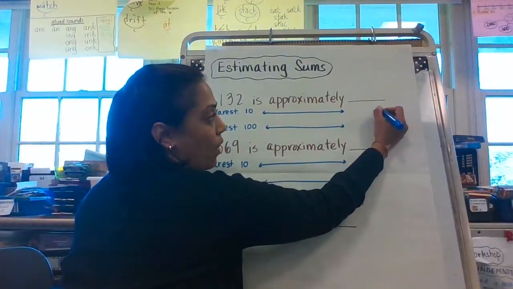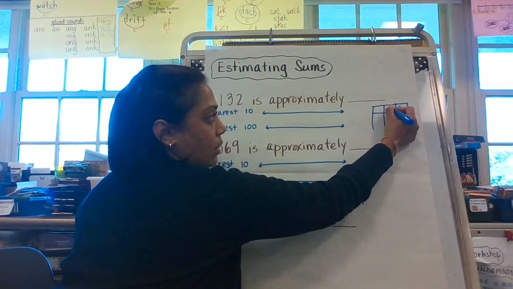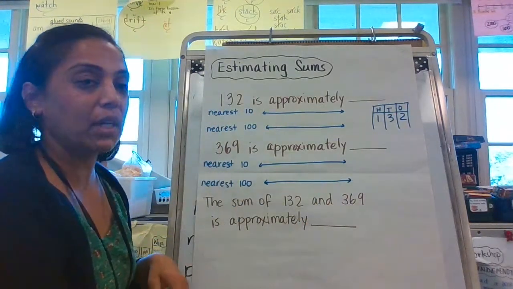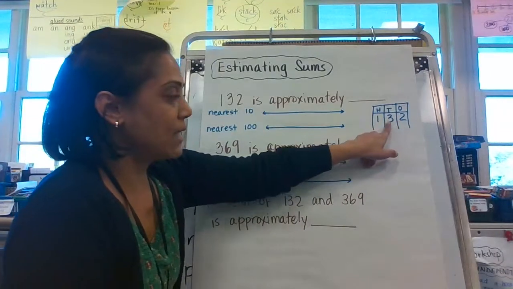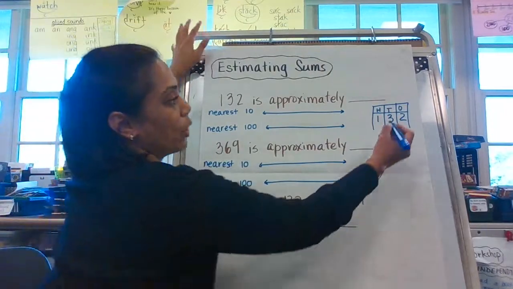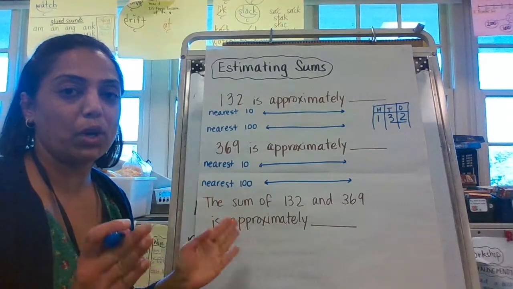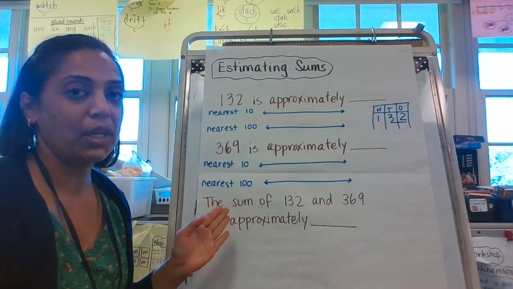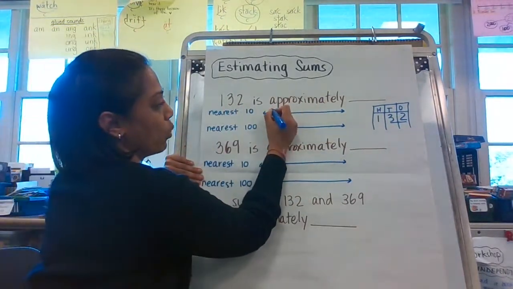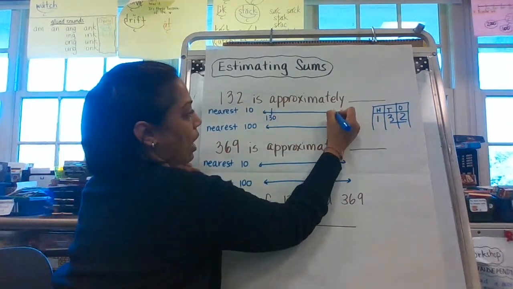And if I was to draw the place value chart and show you 132, this is what it would look like. And so when we're thinking about the nearest 10, we're thinking about how many tens in 132. We have 3 tens. When we look at that, we're looking at these two numbers, 32. And so we ask ourselves, 32 is between what two tens? It's between 30 and 40. So we need to say the whole number. 132 is between 130 and 140.